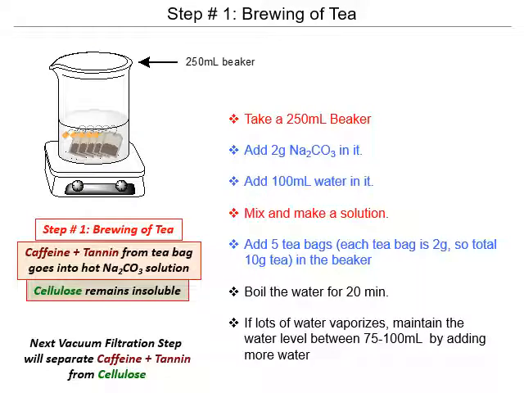Like I said, the first step is brewing the tea. You want to get that caffeine out of the tea bag and into the boiling water, the hot water. Caffeine and tannin from the tea bag go into a hot sodium carbonate solution. It works out to already have that base in there, so that as the tannin is coming out, it hydrolyzes into gallic acid and glucose, right? Cellulose remains insoluble. It remains mostly in the bag, but the next step would be to apply vacuum filtration to make sure that the cellulose will not carry out into our later steps, right?